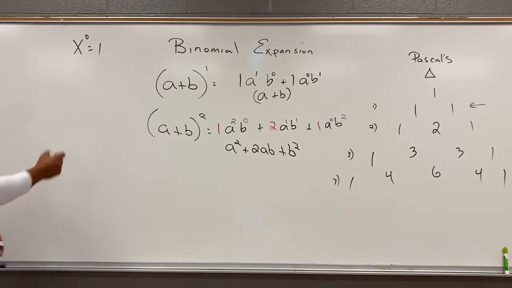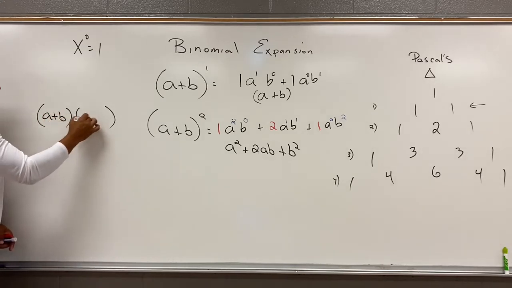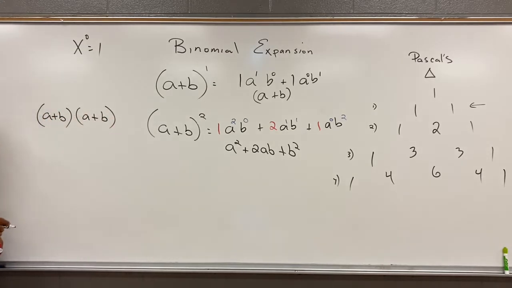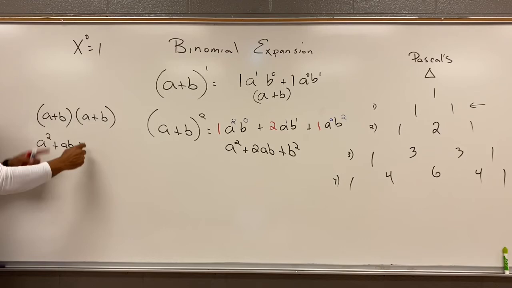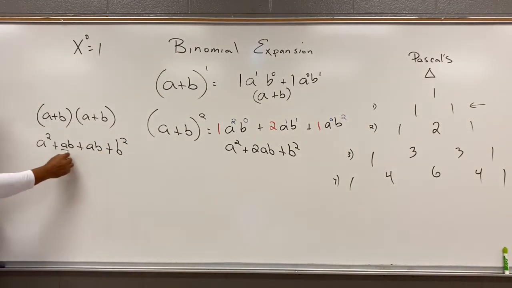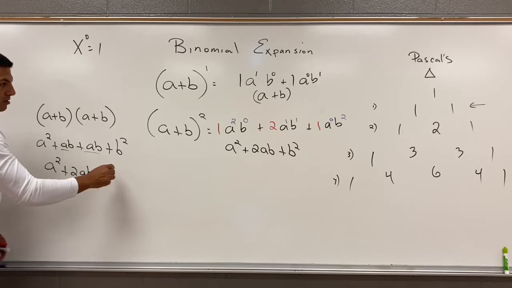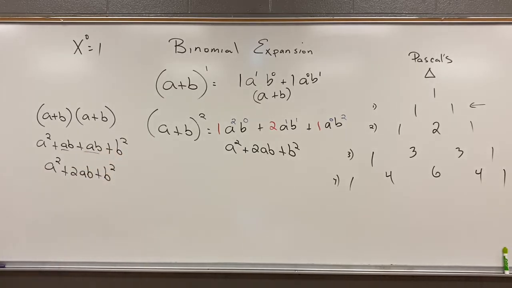So if we actually took the time to multiply this out, and I'll do it very quickly, outer, inner, last, how many ABs do we have? 2 of them. So it gives us the exact same answer.